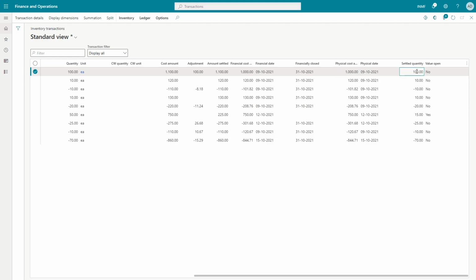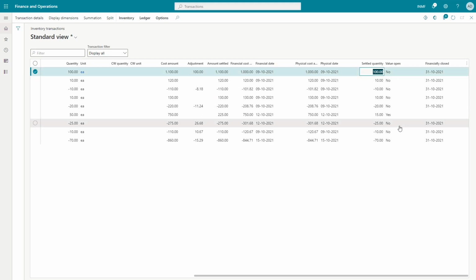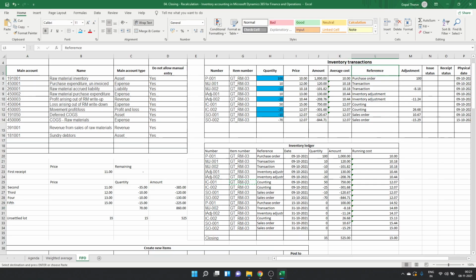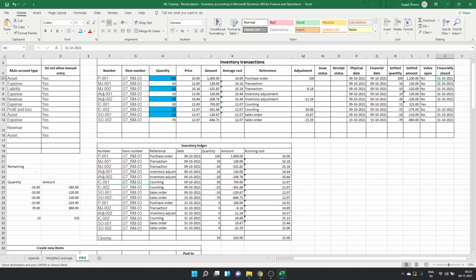So if you see for first transaction entire 100 quantities settled, value open is no, and financially closed is. So just a second, let me bring this financially closed at the end. Okay, amount settled. Yep. Okay, and cost amount. What is cost amount? Yeah, done. Okay. So entire 100 quantities settled. 1100 total amount is settled. Value open is no, and this date is closed.